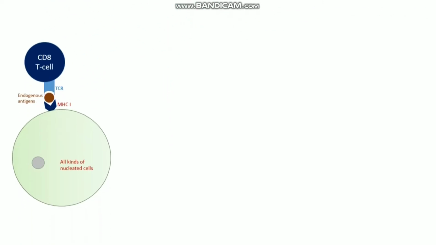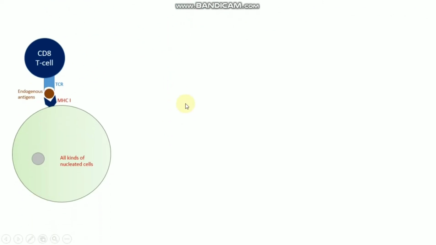So next is the MHC molecule. MHC1 receptors are produced by all nucleated cells and display endogenous antigens. So the MHC1 molecule only presents endogenous antigens, and activates the CD8 cytotoxic T cells.